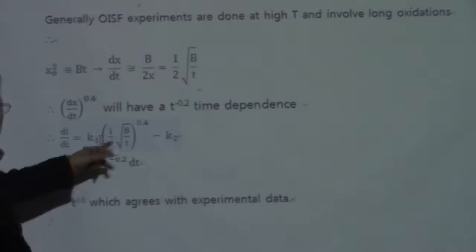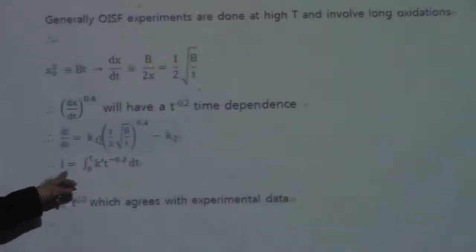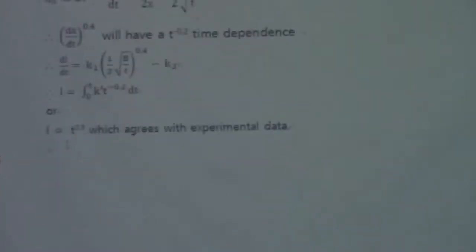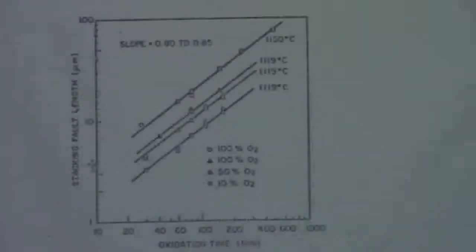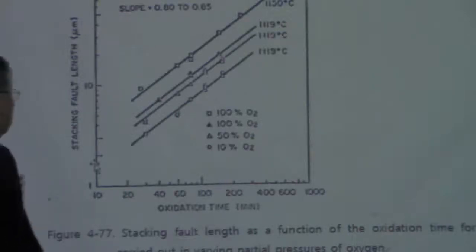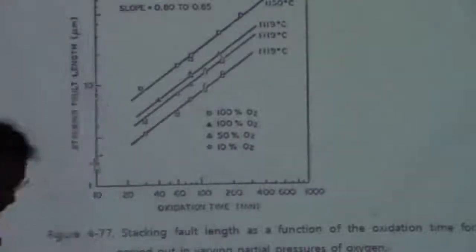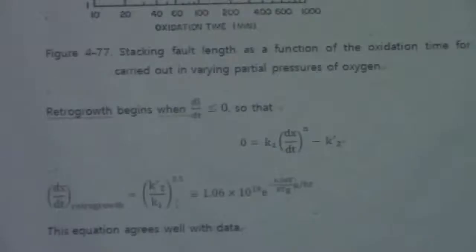Okay? The 0.4 appears here, and then the length is going to be related to the 0.88 power of the time, theoretically. And then here, the stacking fault length and the oxidation time. Again, this is exactly the same figure that we have seen a minute ago.